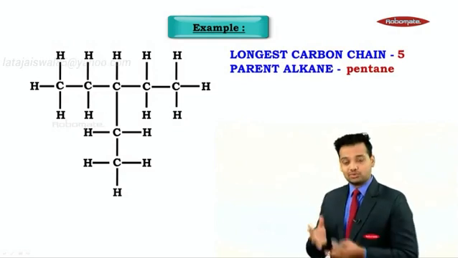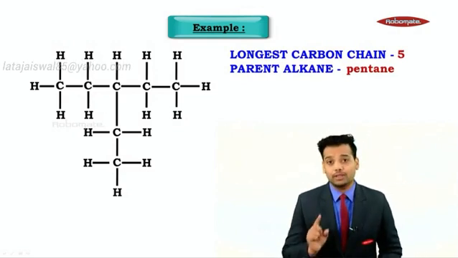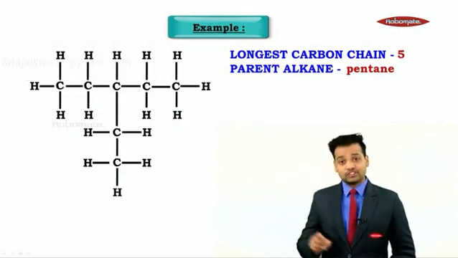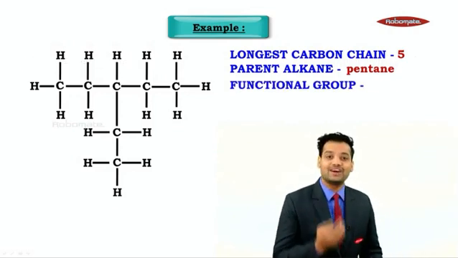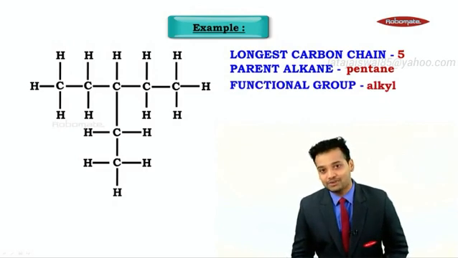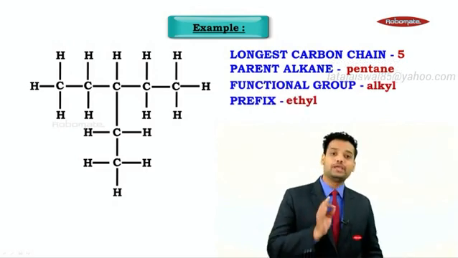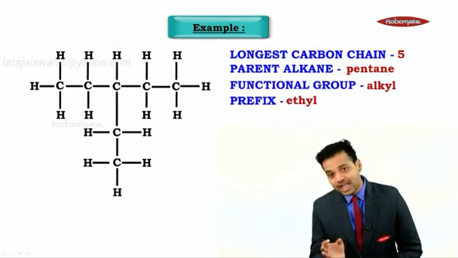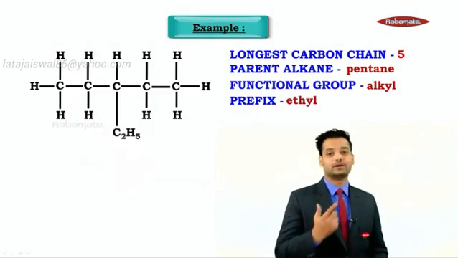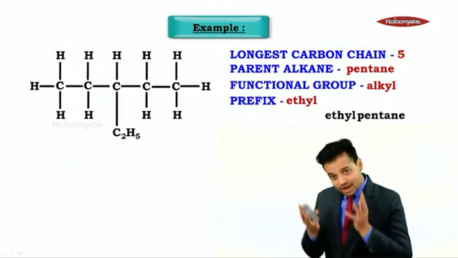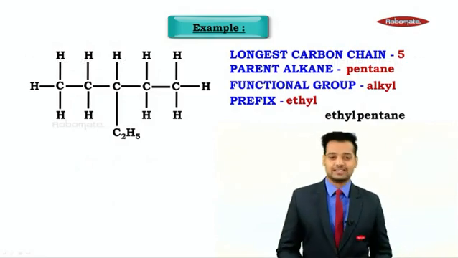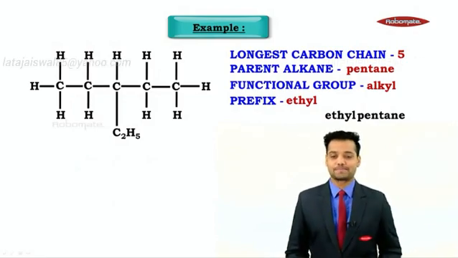So what about these 2, such a huge structure? Just count the number of carbons. C2H5, C2H5, ethyl. So the functional group is alkyl, and in this functional group alkyl, the prefix would be ethyl. And when this ethyl is on pentane, it will turn into ethylpentane. So you can clearly see I substituted the entire structure as C2H5. It doesn't even matter. Ethylpentane.